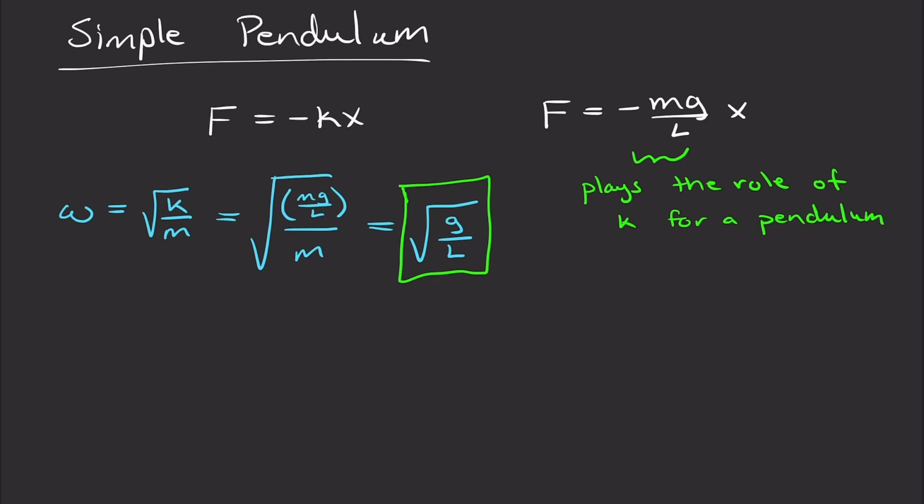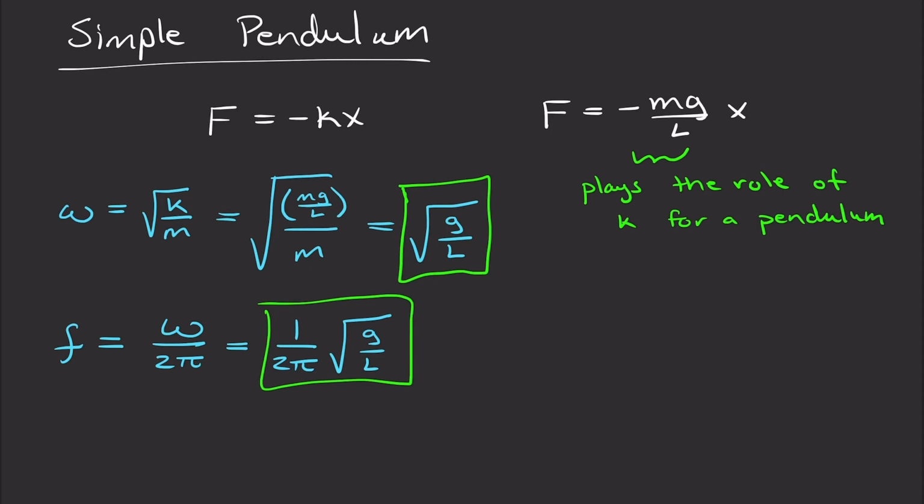So we can keep going. So our frequency is omega over 2 pi. So that is 1 over 2 pi, and then we substitute in what we just found for omega, square root of g over L. So this is the frequency for a simple pendulum. And finally, if we know any of these three, we can get the rest of them. And so the last one is the period, and that's just 1 over the frequency. So again, we can just flip everything. Our 2 pi comes up top, and our radical just gets flipped: square root of L over g. So this is our equation for that.